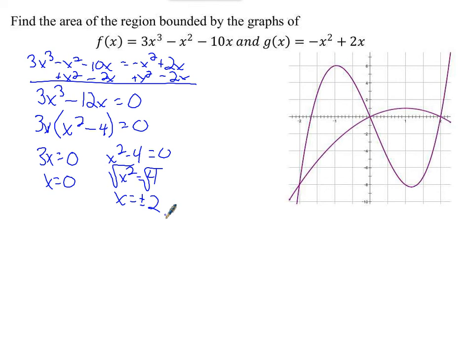And if we look at the graph over here, it does seem like we have those three as our x coordinates for our roots. Now we integrate. So what do I write? Because that's the first section. Okay, negative 2 to 0. Now what? The top function. Well, what's the top function? It is the cubic one.